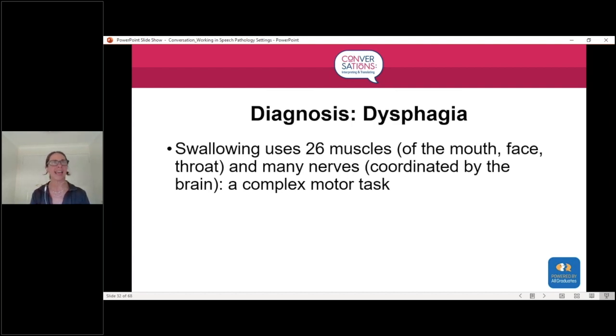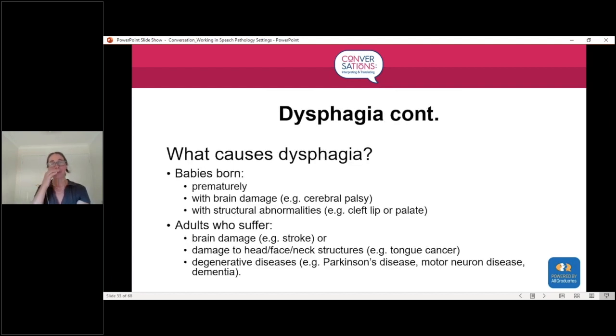It makes you sort of wonder how you just do it automatically without thinking. I just swallowed after that, and now from now on, every time I swallow, I'm going to really appreciate it. 26 muscles. Wow. Yeah, and the nerves, of course, because the nerves are what sends the messages from the brain to the salivary glands and all the rest. So it's really complex. But yeah, dysphagia has a great number of different causes.